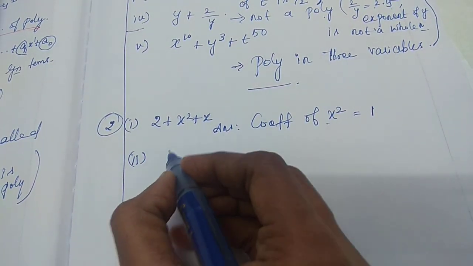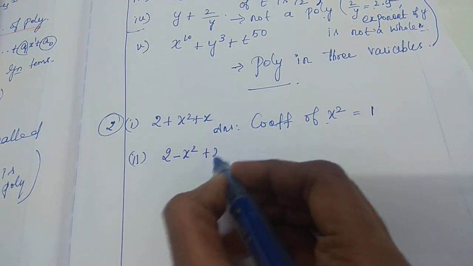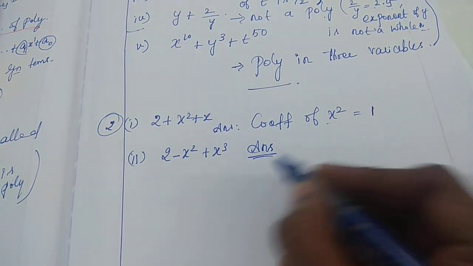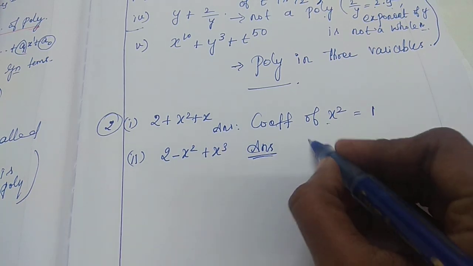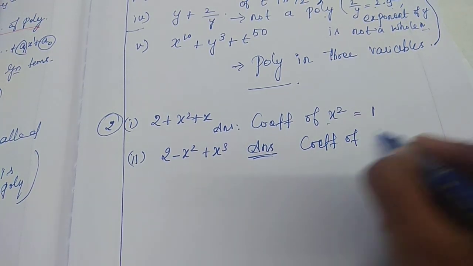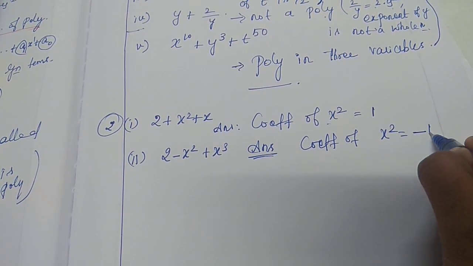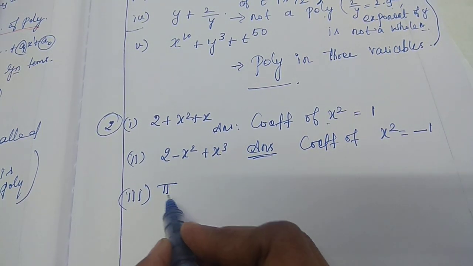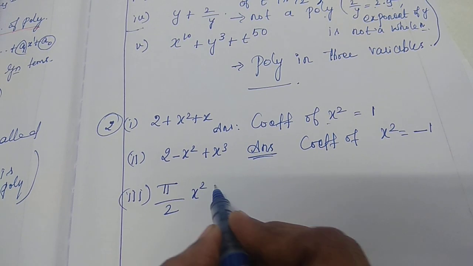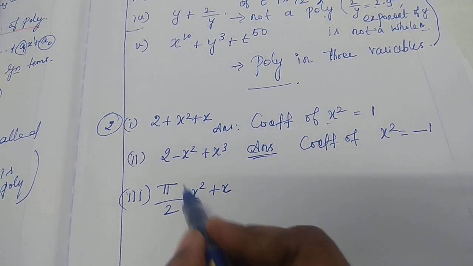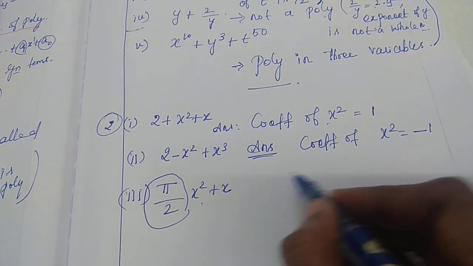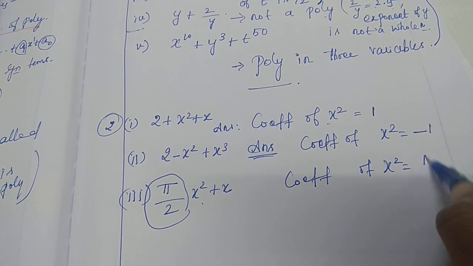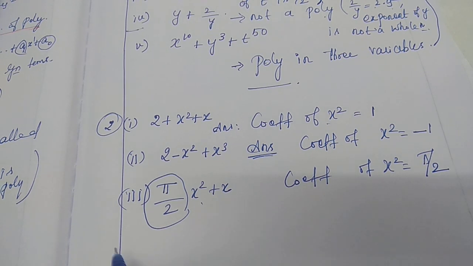And division number 2: 2 minus x square plus x cube. So the answer here is minus 1. So the coefficient of x square equals minus 1. And the third division, pi by 2 x square plus x. Here the coefficient is pi by 2. Therefore, the coefficient of x square equals pi by 2.